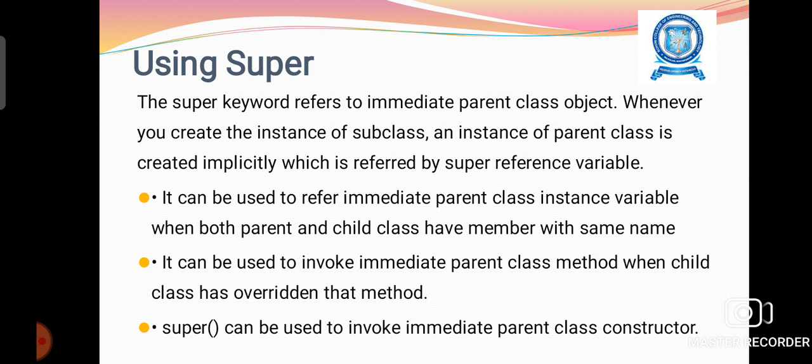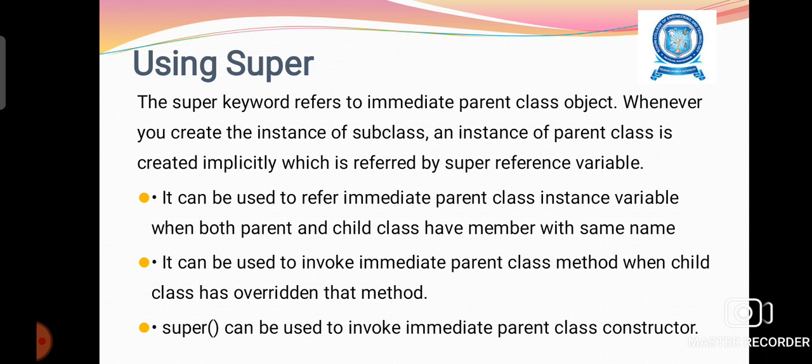Whenever we create the instance of a subclass, the instance of the parent class will be created implicitly, which can be referred to by using the super keyword. So the super keyword can be used along with variables and methods. In case of variables, when we have the same variable under both parent and subclass, and at one instance we want to refer to the member variable of the parent class, that should be mentioned with the keyword super. So the variable of the super class or parent class will be referred.